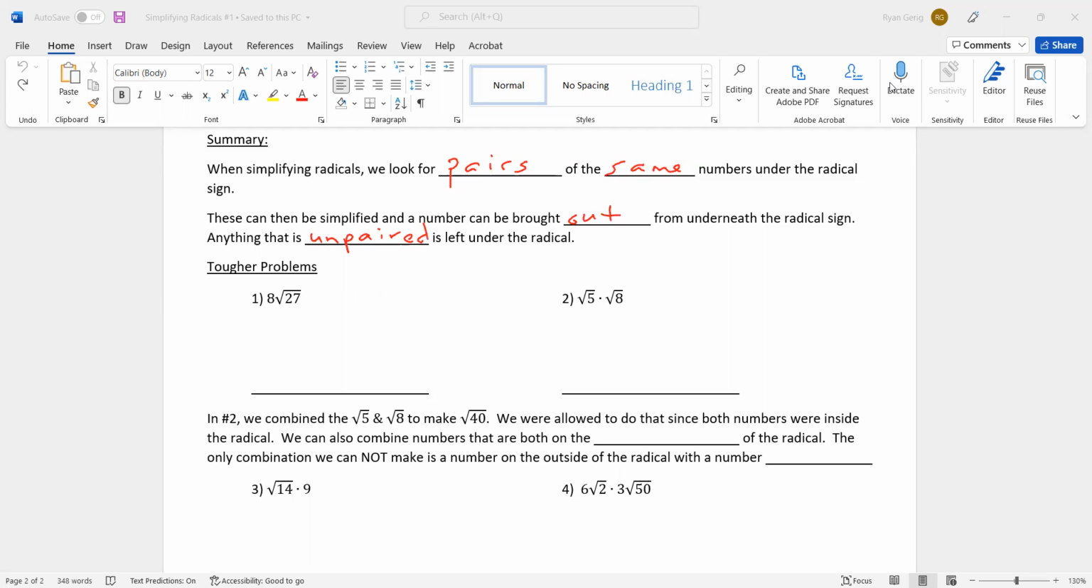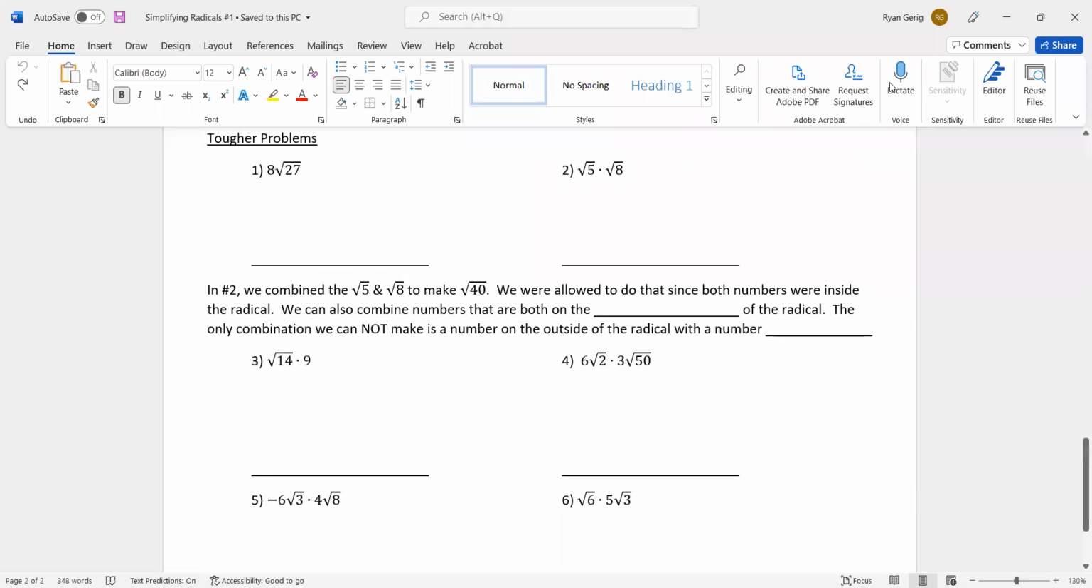So I got a few tougher problems here that we're going to go through. So 8 radical 27. There's an 8 on the outside of the radical. A lot of people have a hard time with that. They try to break down the 8. Don't do that. That 8's already outside. And now basically what's going to happen is I'm going to focus on just the square root of 27. I'm going to do that right over here.